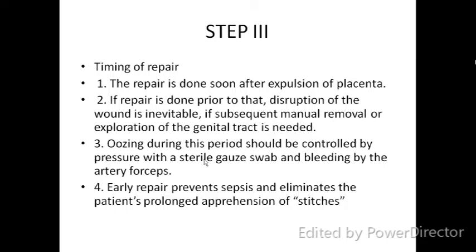Oozing during this period should be controlled by pressure with a sterile gauze swab, and bleeding by artery forceps. After the delivery of the baby, usually the placenta will deliver within 30 minutes. So we wait a maximum of 30 minutes. At that time, what you do is put a gauze swab over the clean cut episiotomy area to prevent bleeding. If there is arterial bleeding, very excessive bleeding, then use artery forceps.